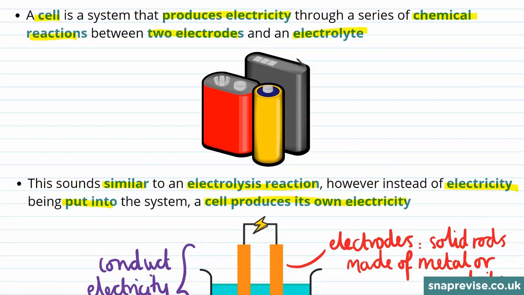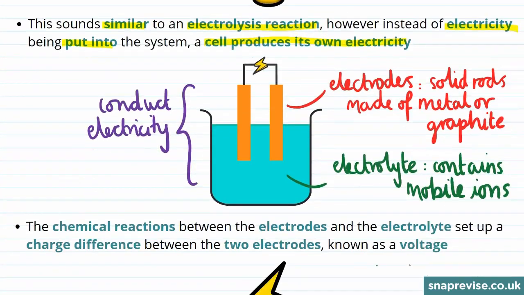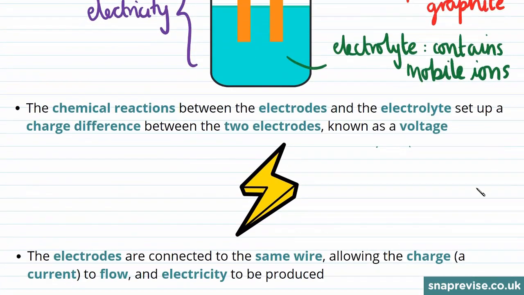Chemical cells are contained within what we call batteries. And we'll look in more detail at the technical meaning of the word battery later in the video. For now, we can think about how a chemical cell works.